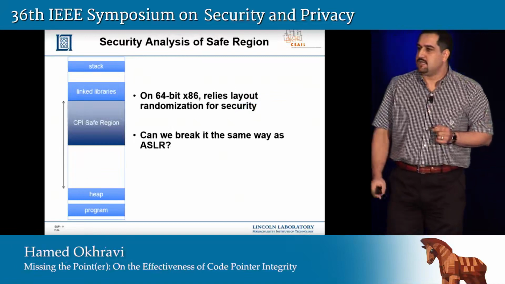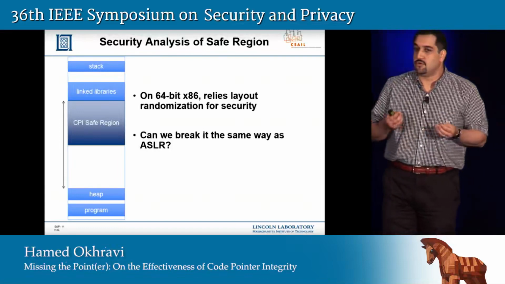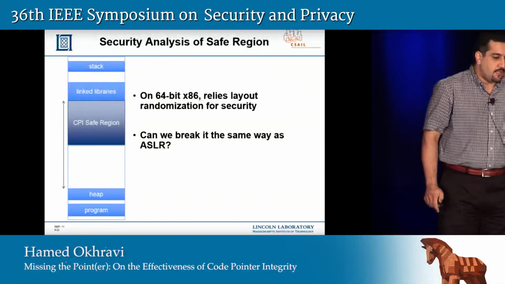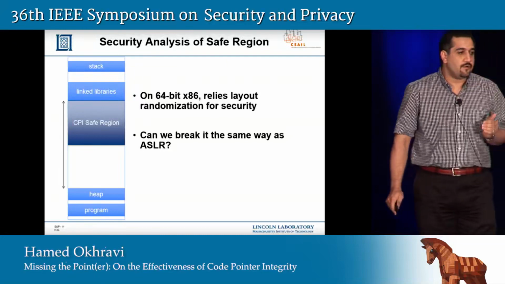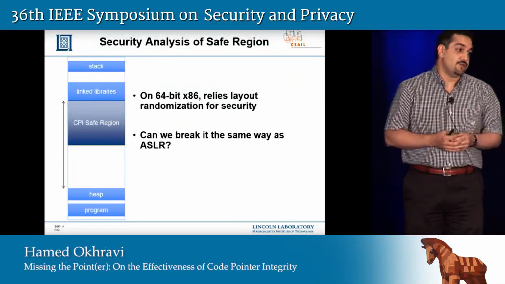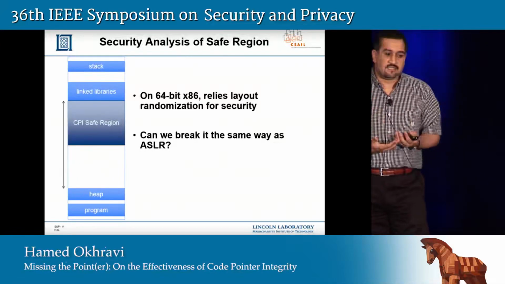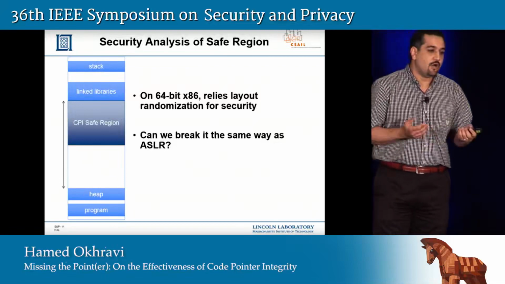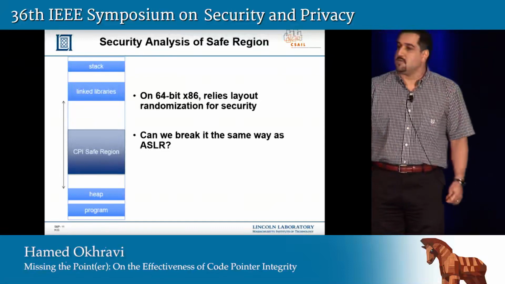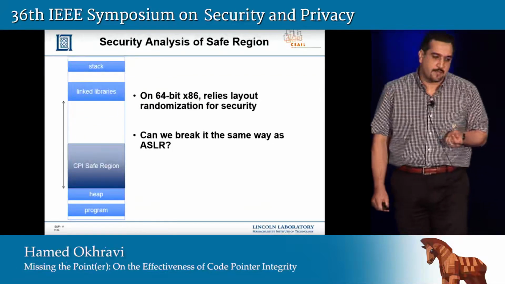So the important question is, how is the safe region protected? Because it is the treasure trove of information, and if an attacker can leak the safe region or modify the safe region, then they can bypass a technique like CPI. In the current implementation, for 32-bit x86 architecture that supports segmentation, CPI actually uses segmentation to protect the safe region, which is reasonably secure. But for architectures that don't support segmentation, like 64-bit versions of x86 or ARM, it relies on information hiding and randomizing the location of the safe region inside memory. So by hiding that safe region inside memory, that is how it is protected in CPI.